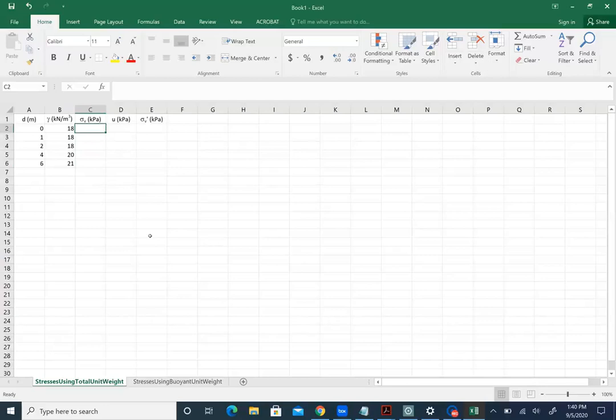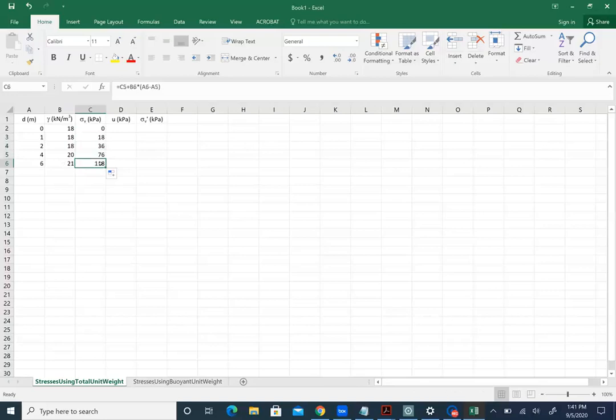Now for sigma V, I know that the vertical total stress is 0 at the ground surface, so I'm just going to put a 0 in there. Then what we're going to do is just integrate the total unit weight over depth. So I'm going to say equals C2 now, so it's the previous value of sigma V plus the unit weight times the difference in depth between the current point and the previous point. So times A3 minus A2. Push enter, and then we get 18. So it's pretty clear we've just integrated 18 over 1 meter. But now the equation's done. All I need to do is drag and drop, and I've got the vertical total stress for the entire profile.